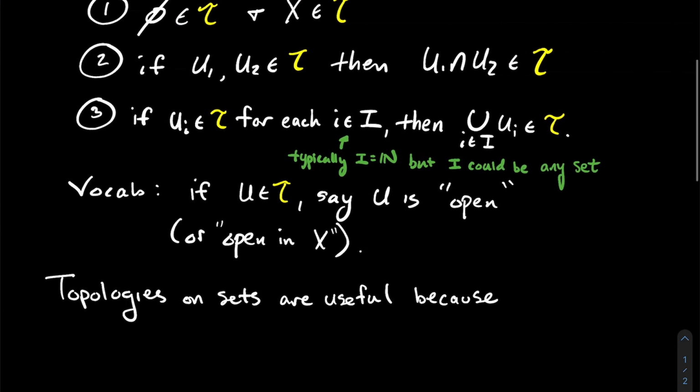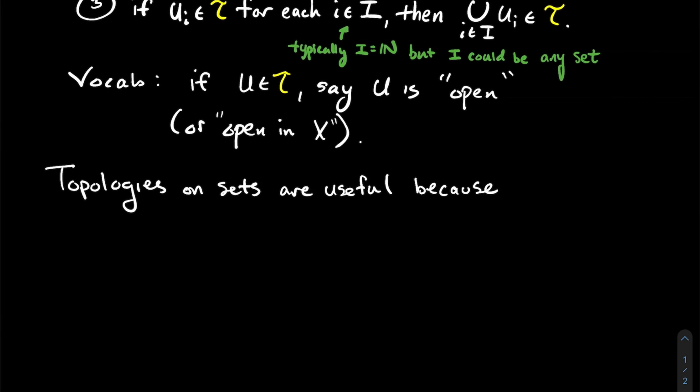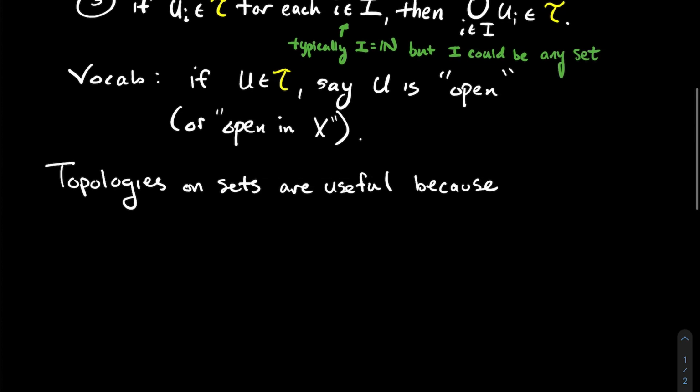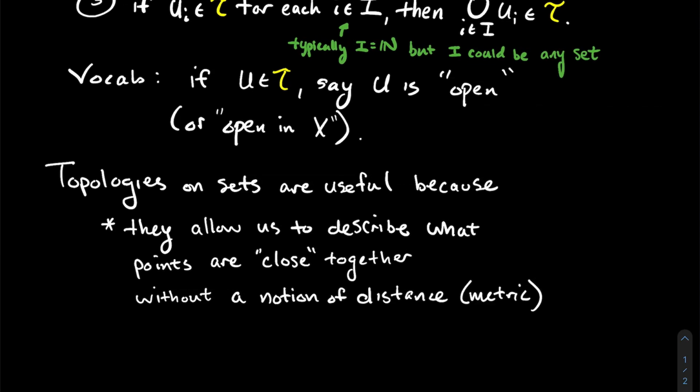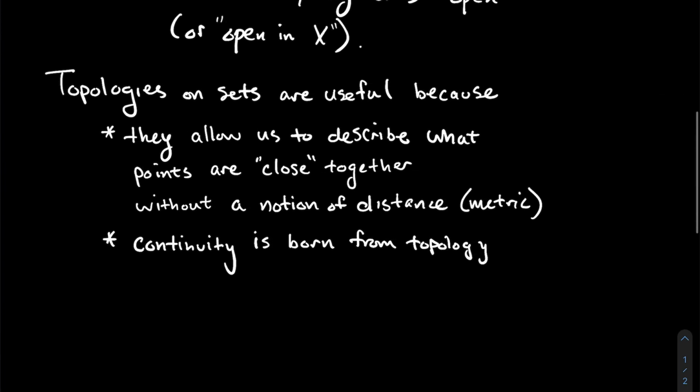And before we go on to the finite complement topology, let me just inform you of what topologies are useful for. It's a really abstract, weird thing that we do, a weird way to look at sets. But some of the reasons that they're useful, this list is not exhaustive, nor is it in order of importance. But one thing is that they allow us to describe what points are sort of close together without having to have an actual distance function on the set. One other thing is that continuity is born out of topology, it's naturally described via topology.